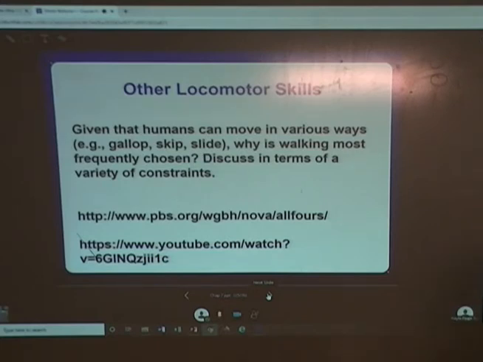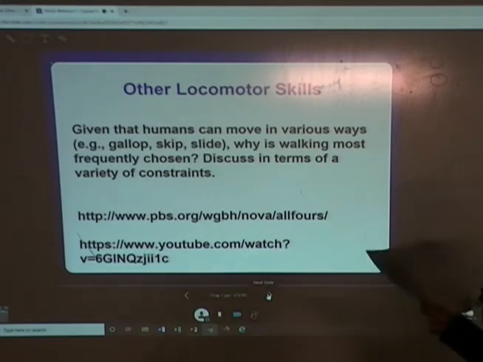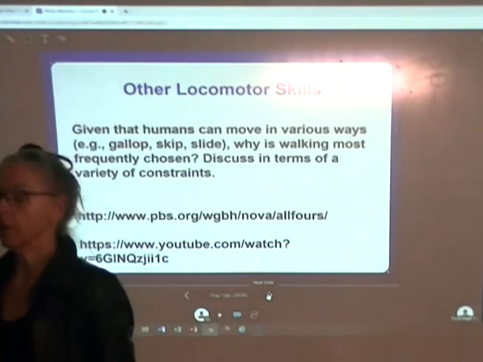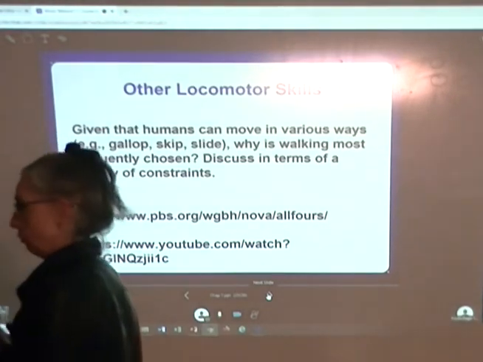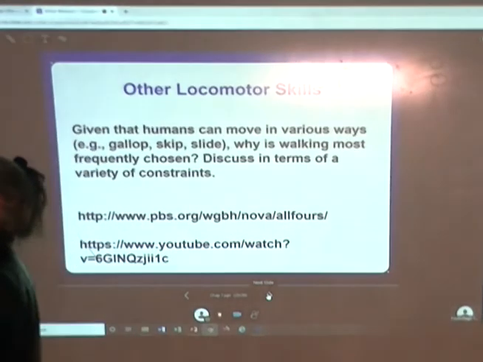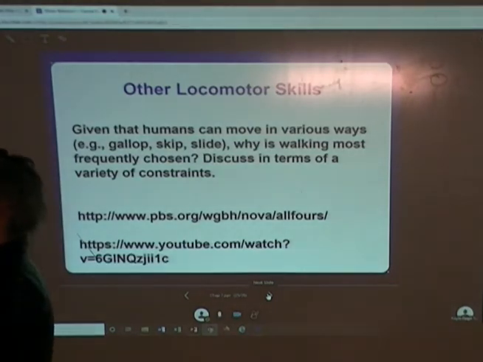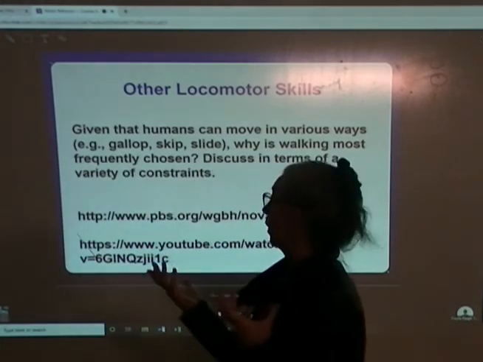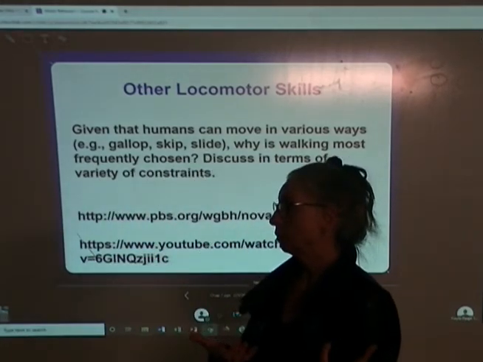So, why do most typically developing humans walk upright on 2 feet? Because when we look at the mechanics and the cognitive development that we get from being upright on 2 feet, it's hugely advantageous to us to use that. Now, why do we use walking more often than galloping?